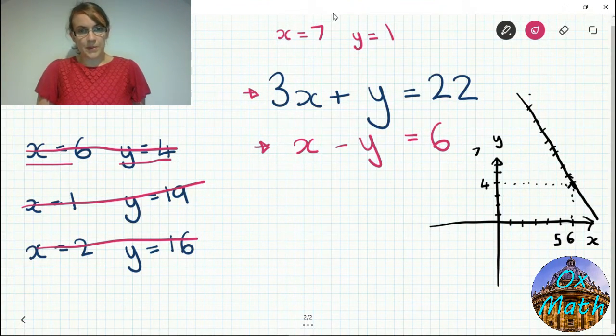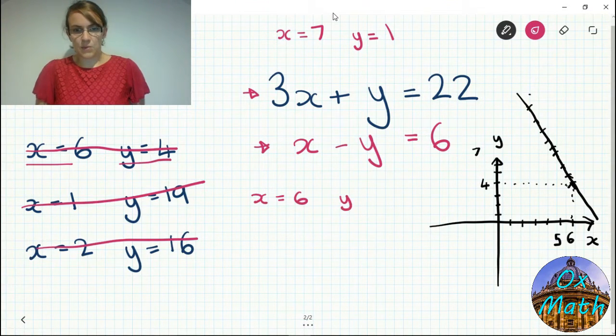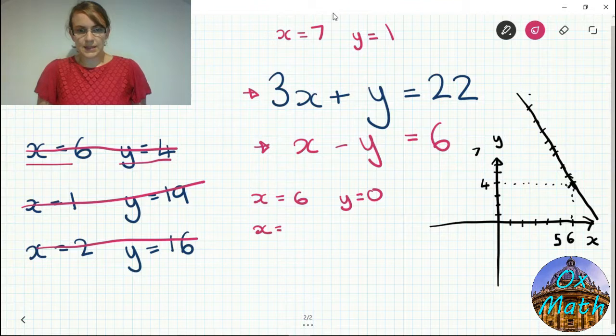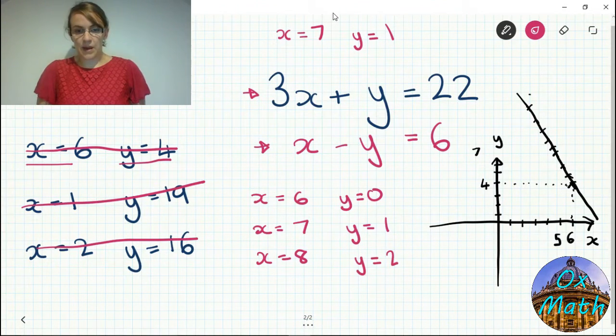Now, you might be wondering if there might be more than one solution. If we think about the second equation, x minus y equals 6, we could find pairs of values. So we could say x equals 6, y equals 0, x is 7, then y would be 1, x is 8, y would be 2, and so on. So we could plot these points on a graph as well. X is 6, y is 0, and we could plot x is 7, y is 1, which would be over here somewhere. 8 and 2 would be up here. So this one would actually make a straight line too.